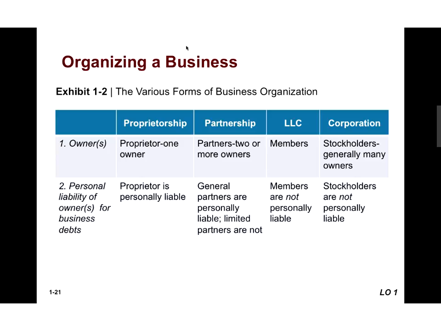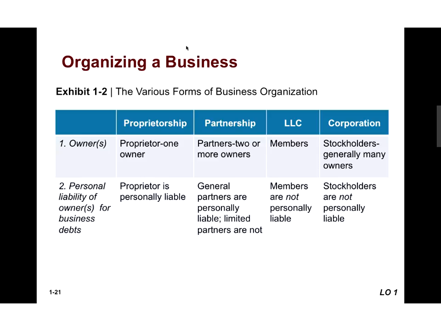Okay, now organizing a business. So now we get to different forms of business. So accounting, we do accounting for all forms of business, and we have 4 main forms of business. The first one is a proprietorship. The proprietorship is that individual mom or pop store. It's one person owns it. They just hang out their shingle and they go into business.